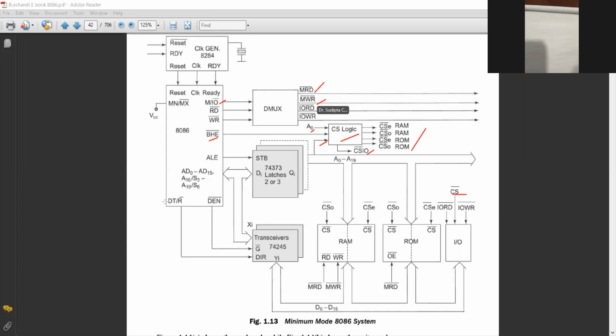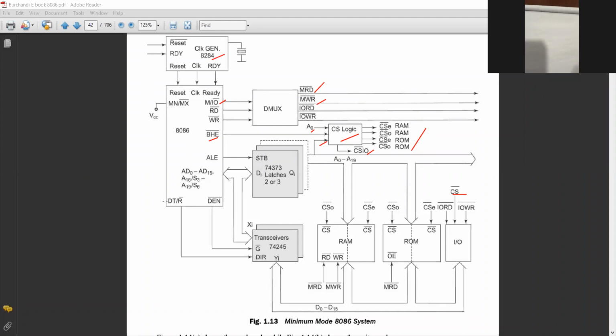Is it clear? From M/IO bar, read bar, and write bar, you will get memory read, memory write, IO read, IO write. And another thing is that this is an 8254 clock generator. It can generate the clock only.